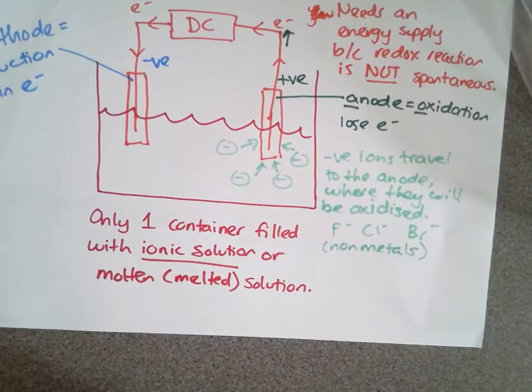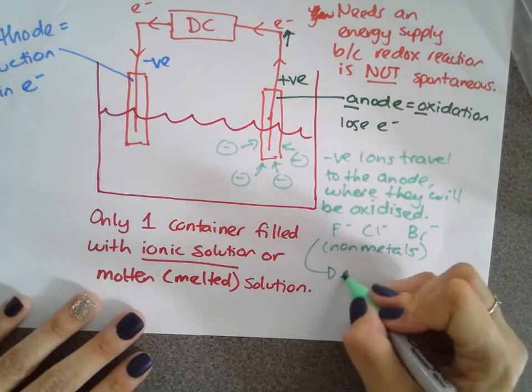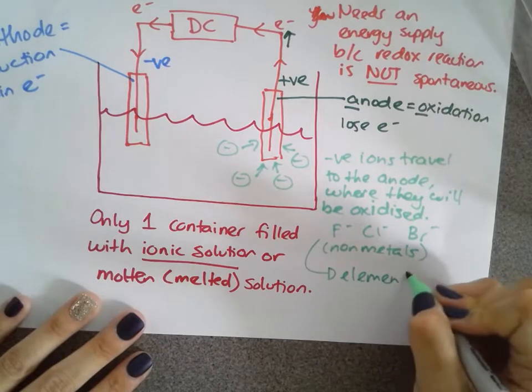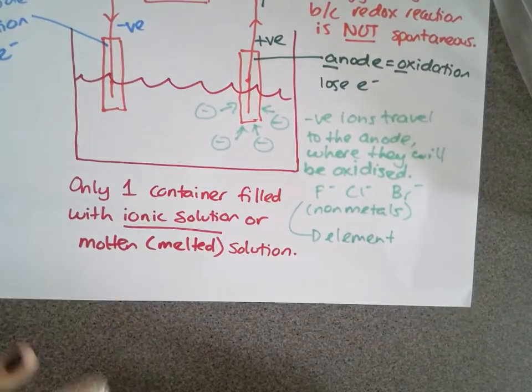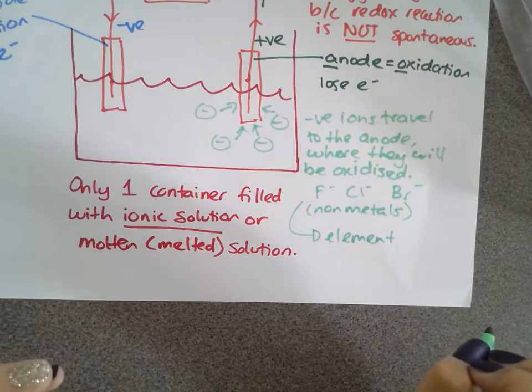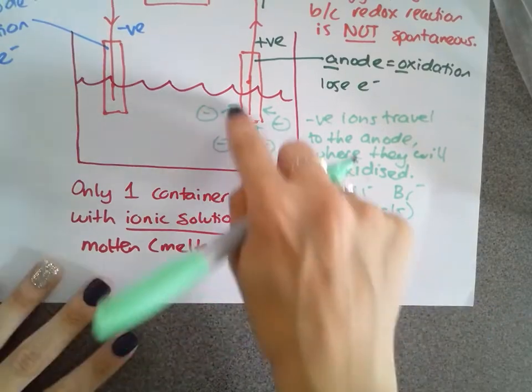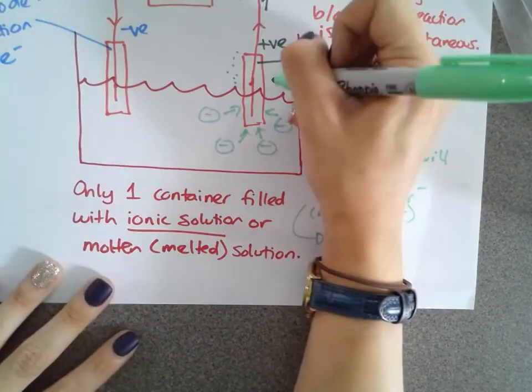What's going to happen is that these are then going to be converted back into the element. So we're going from ion to element. In this case, since I'm dealing with nonmetals, these should be forming bubbles. So say, for example, chlorine gas. I should see bubbling at my positive electrode.